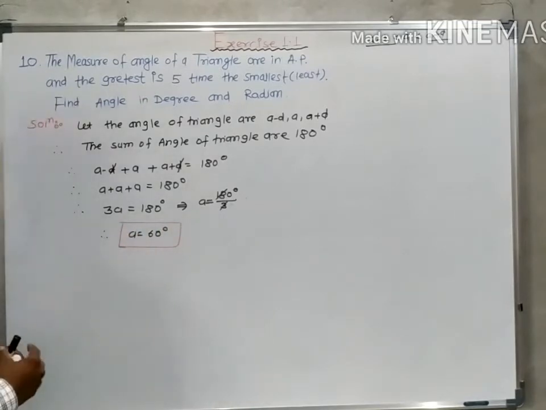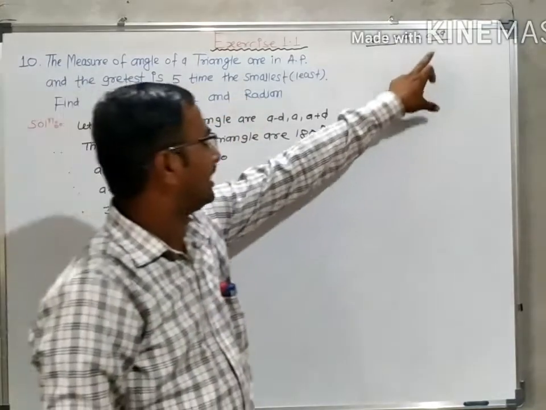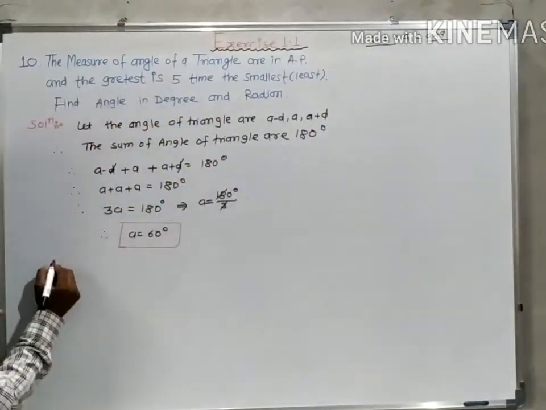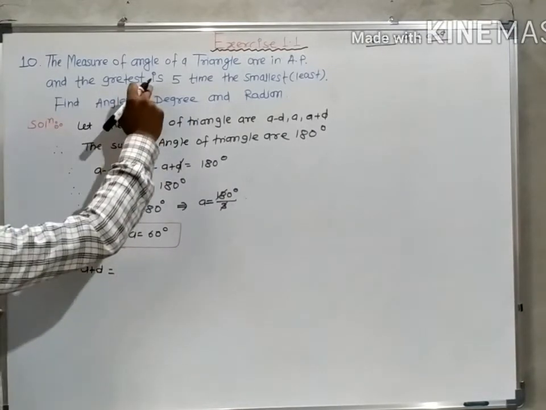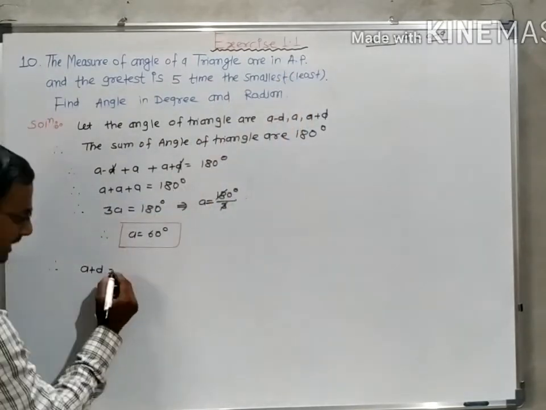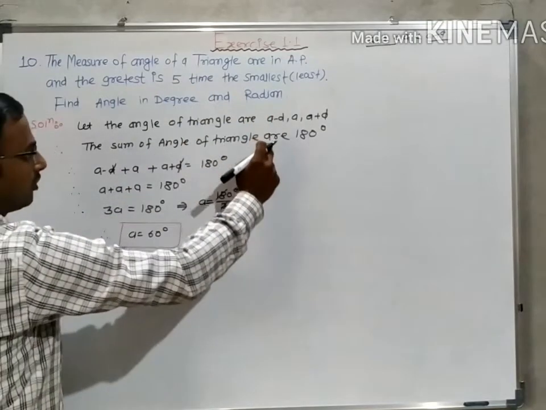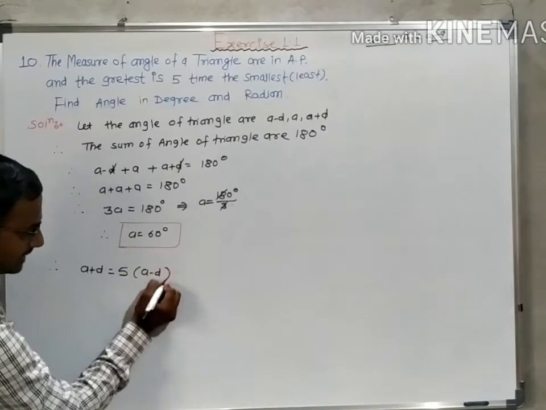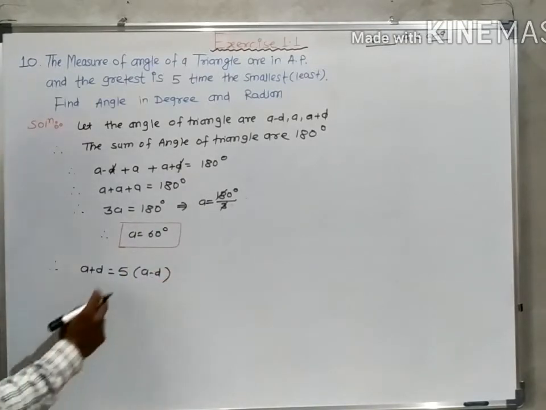Next, it is given that the greatest is 5 times the smallest. So the greatest angle is A plus D and the smallest angle is A minus D. So the greatest angle A plus D is 5 times the smallest angle A minus D. So substitute the value of A and solve.